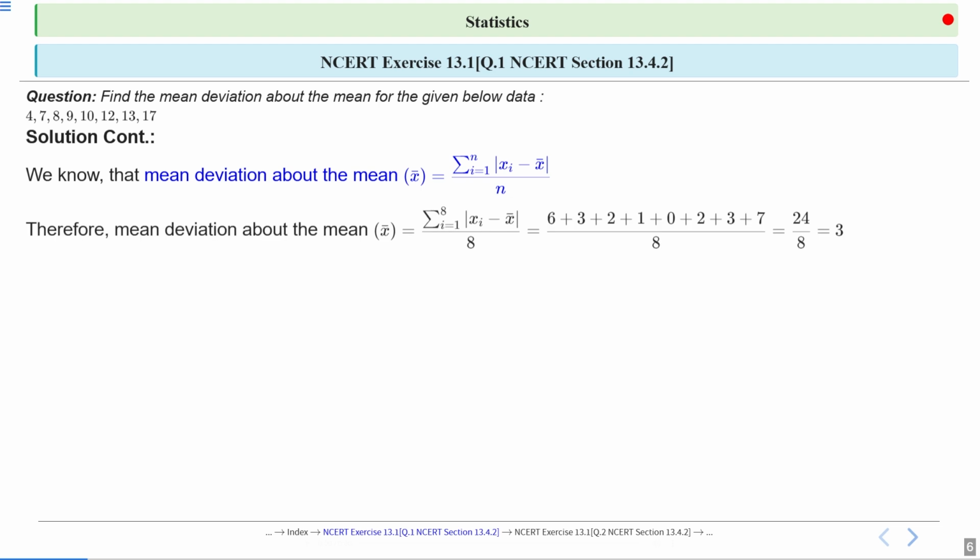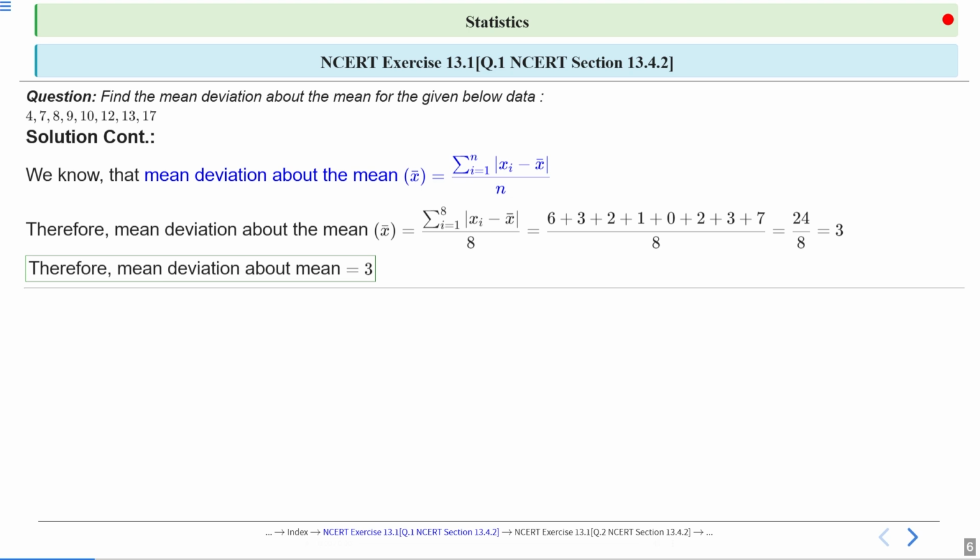The sum of the absolute differences is 6 plus 3 plus 2 plus 1 plus 0 plus 2 plus 3 plus 7, which equals 24. So mean deviation about the mean is 24 upon 8, and this is simply equal to 3. Therefore, mean deviation about the mean is equal to 3, and this is our final answer.